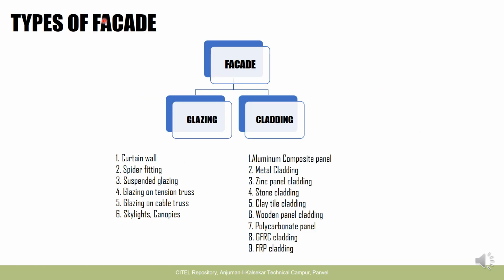This building skin or facade is divided into two types. The facade could either be made in glazing or it could be made in cladding. Under glazing there are different types: curtain wall, suspended glazing, spider fitting, skylights, or glazing made with cable trusses or tension trusses. In cladding there are again different options: aluminium composite panel, metal cladding, stone cladding, timber or wooden panel cladding, and FRP cladding. Now we will look in detail at these typologies of facades.